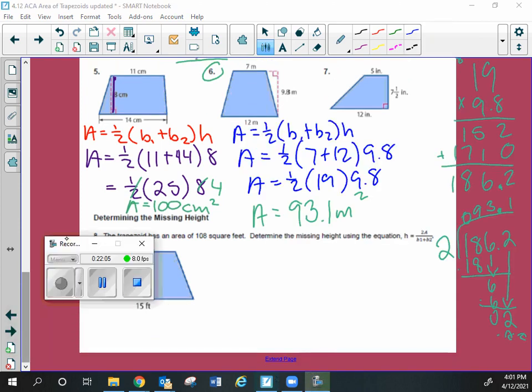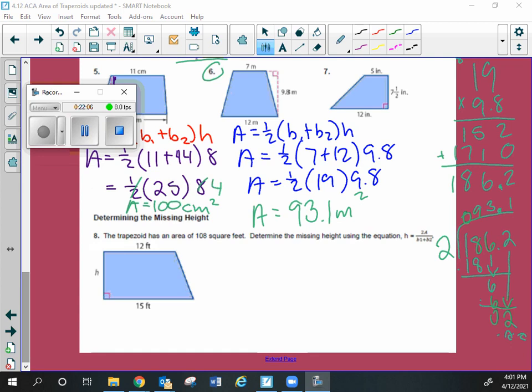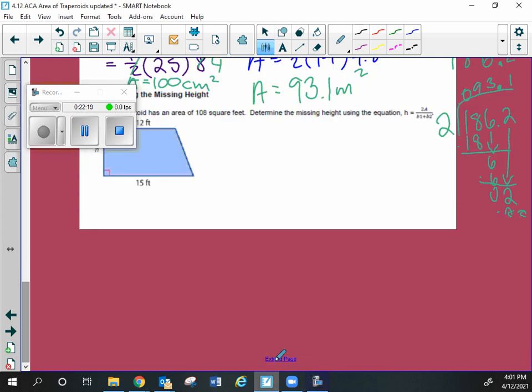Okay, last one, of course, we have one of those spicy ones. The trapezoid has an area, it gives me the area, and it's one of those solve for the missing value problems. What do I start with no matter what? The formula. Let's say it out loud, what's that formula?